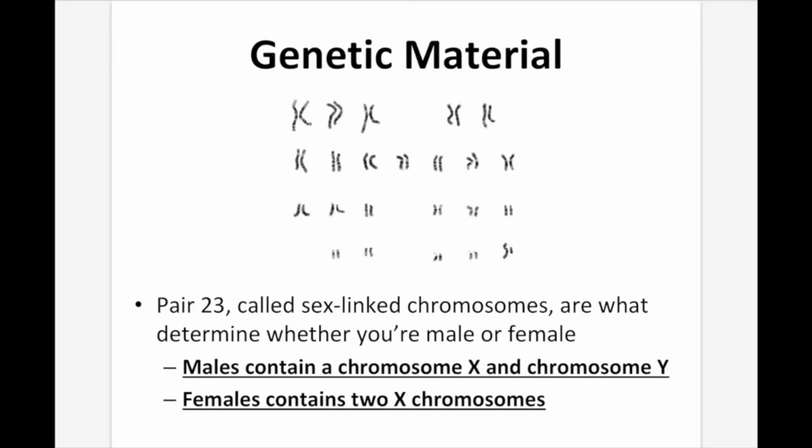Genetic material. Pair 23, also called our sex-linked chromosomes, that's going to be here, are what determine whether you're male or female. Males are going to contain an X chromosome, so that's going to be our X, and our Y, whereas a female is going to contain 2 X.